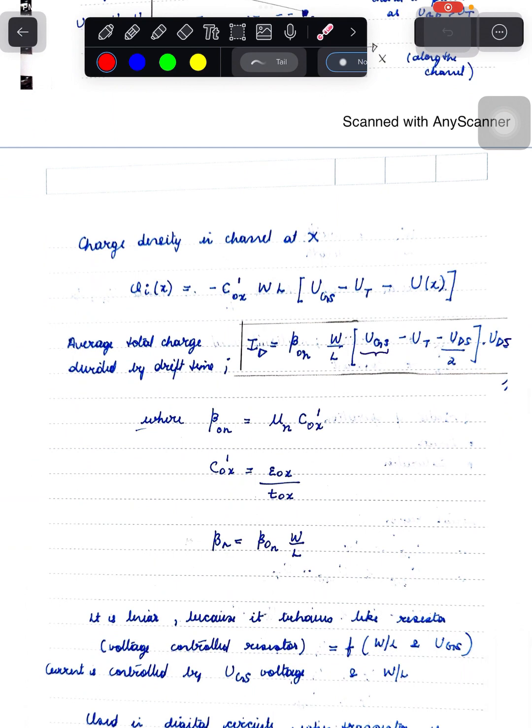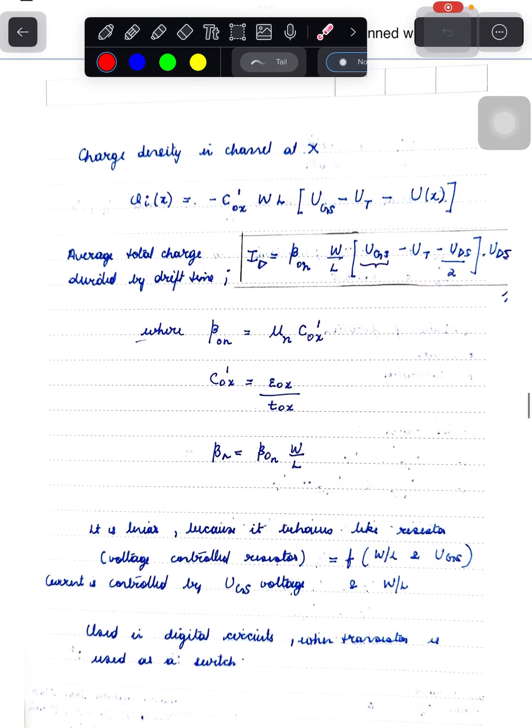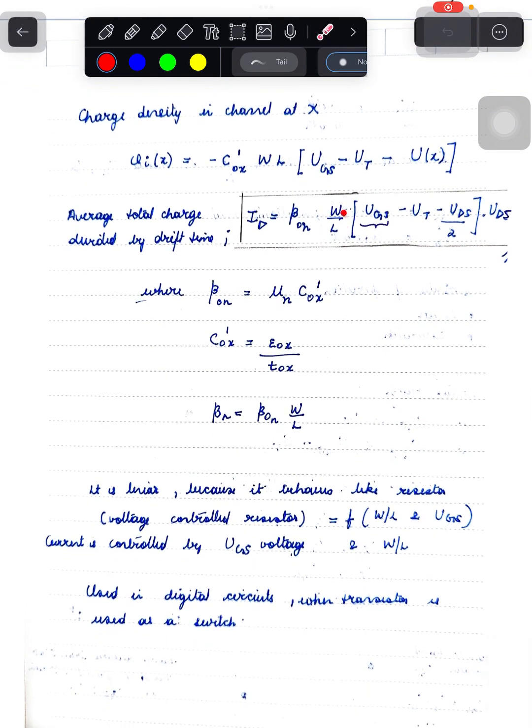And here we have to remember the equation of current, that is the drain current, which equals beta naught n W by L into VGS minus VTH minus VDS by 2 into VDS, where beta naught n is mobility into COX dash. COX dash is epsilon naught epsilon r by TOX. So beta naught n is a constant which the designer cannot decide, cannot choose, whereas W by L, VGS, VDS can be decided by the designer.